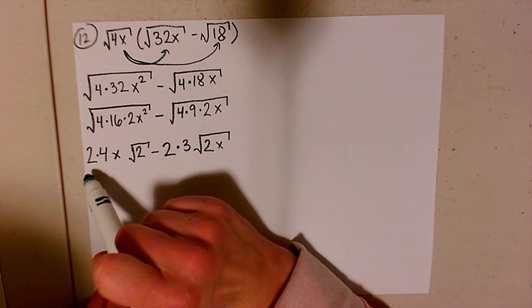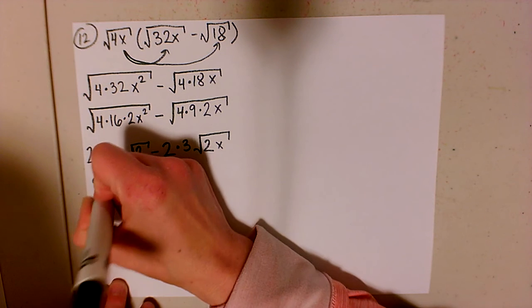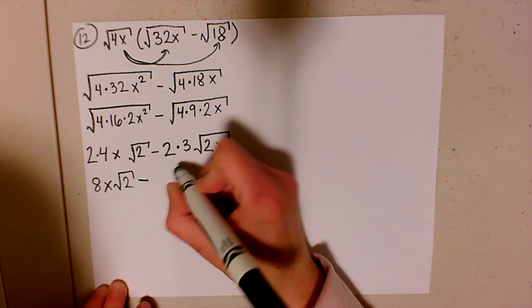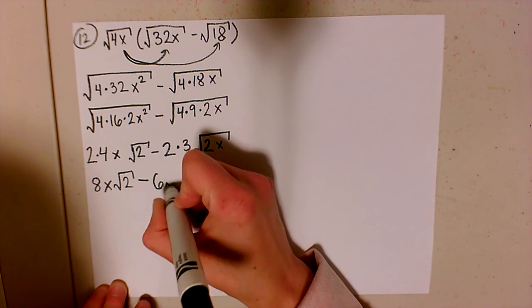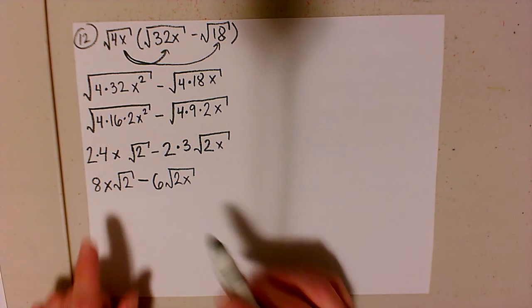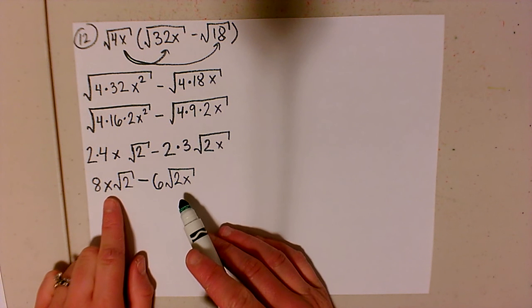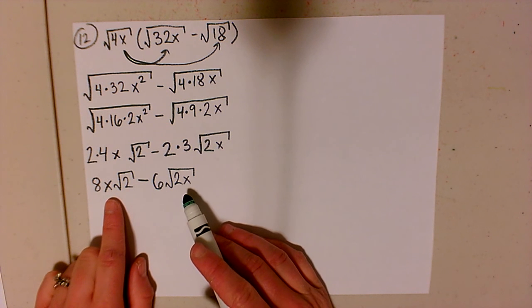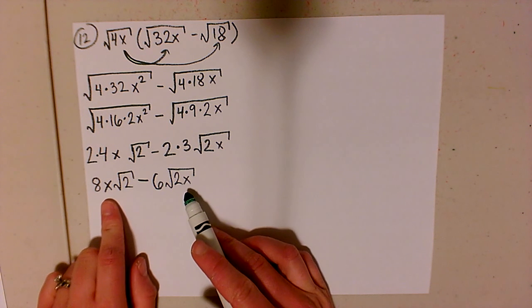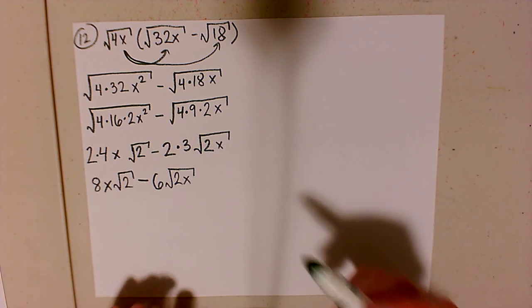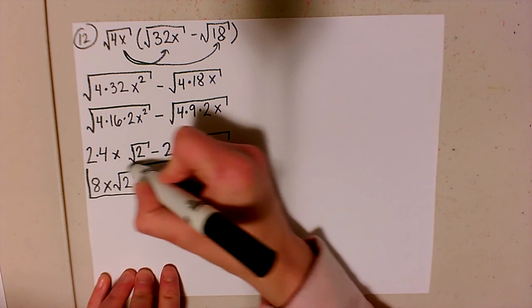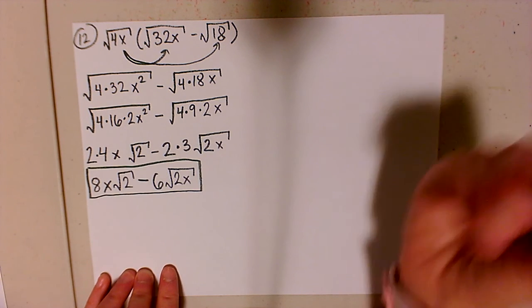So we can go ahead and simplify some of this. So 2 times 4, we'll get 8x, and then we have root 2 minus 2 times 3 is 6, and then we have root 2x. Okay, now our x's are in different places here. One's outside the radical and one's inside the radical, so we can't do anything to combine them. So for this particular problem, this is as far as we can go, and that's our answer.